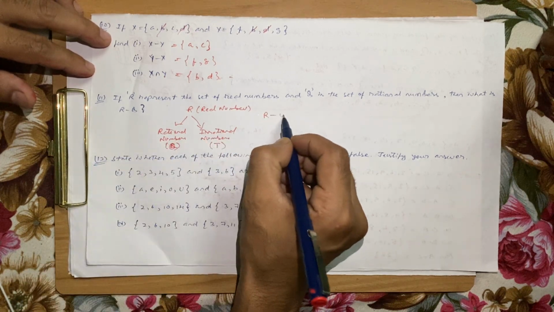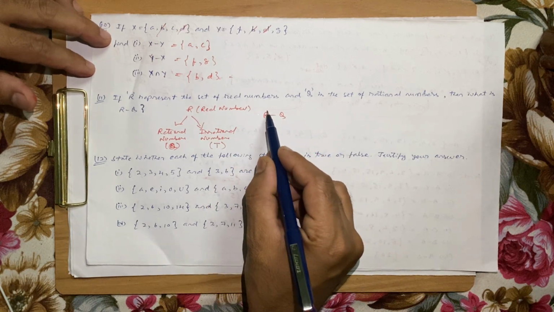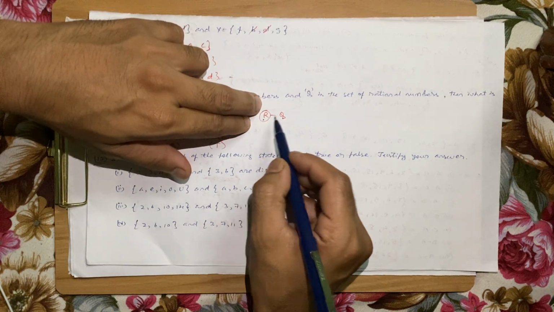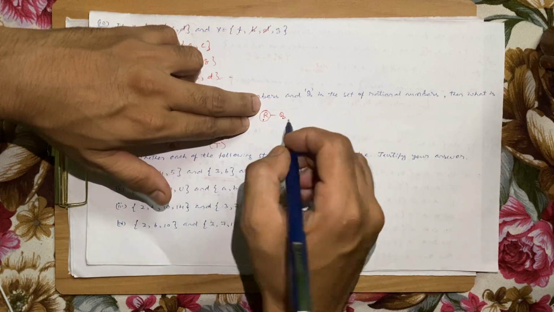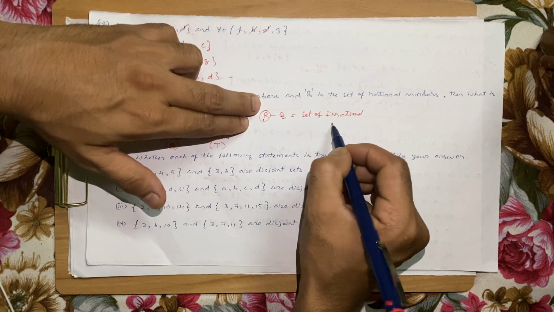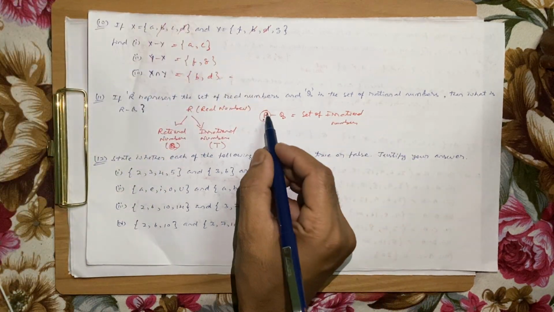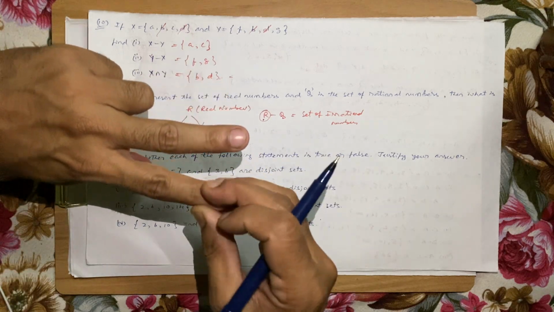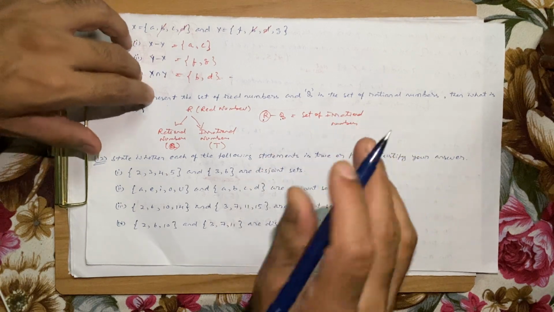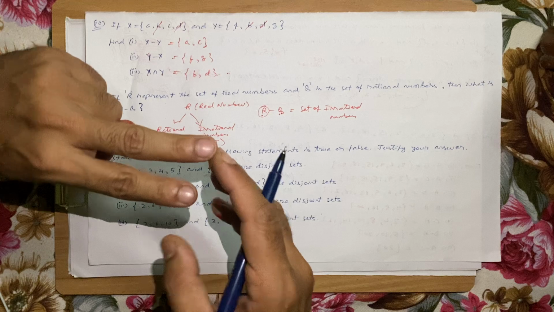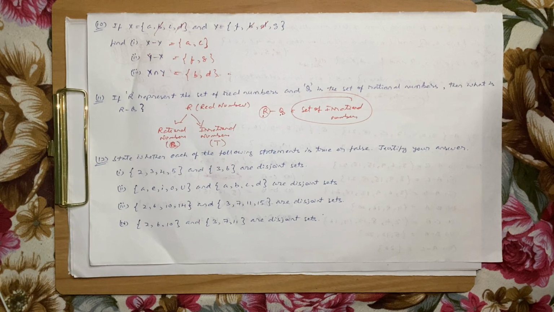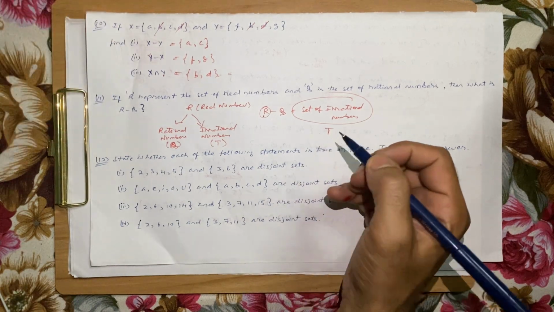So what is R minus Q? All the elements that purely belong to the set R and not to the set Q. Now R has 2 things, and if one of them is taken out, what are you left with? The set of irrational numbers. R has rational as well as irrational numbers. The other set Q is just a set of rational numbers. So if you take out all the rational numbers from the set R, you will be left with just the irrational numbers. So this is a set of irrational numbers, or you can say T. T means a set of irrational numbers.